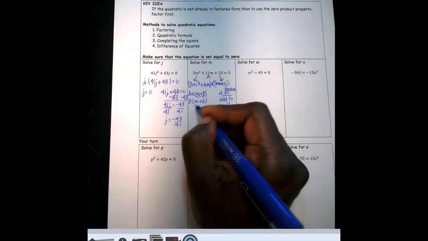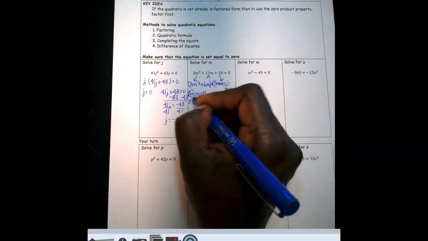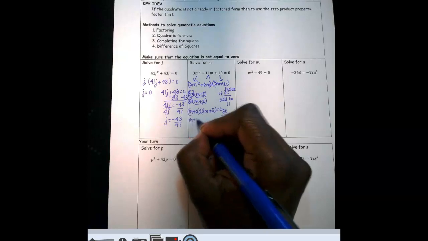So these two factors have to be the same, and the factors on the outside, the greatest common factors, we're going to use those as one factor. So we end up with m plus 2 multiplied by 3m plus 5 equals 0. Now we set both equal to 0 and we solve. So m plus 2 equals 0. Subtract 2. Subtract 2. M is equal to negative 2.